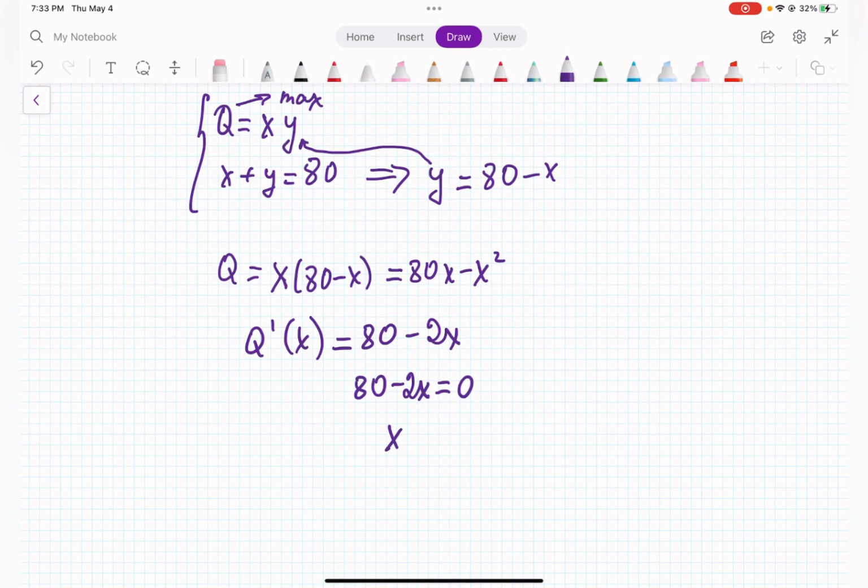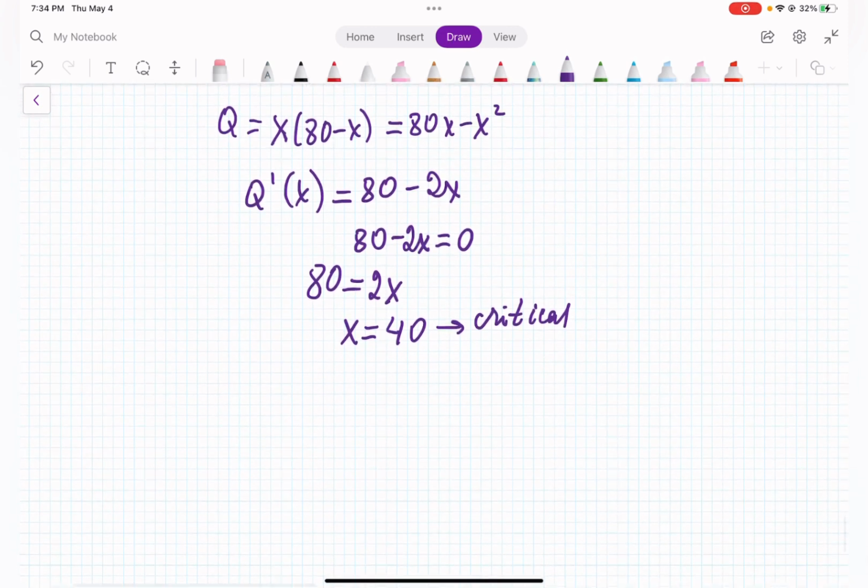So 2x equals 80 and x equals 40. So this is our critical value. This 40 is going to represent either a maximum or a minimum, so let's find out which.